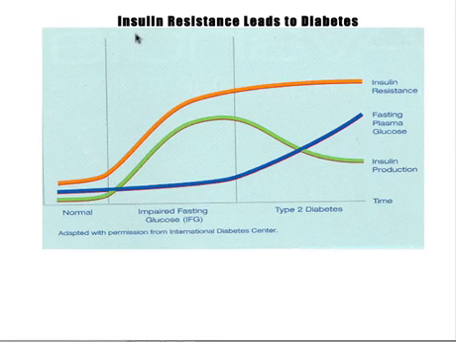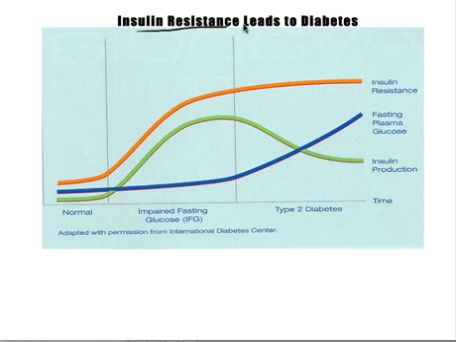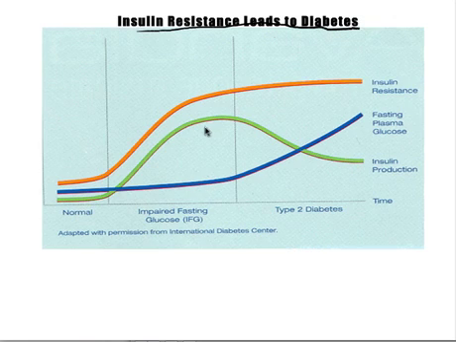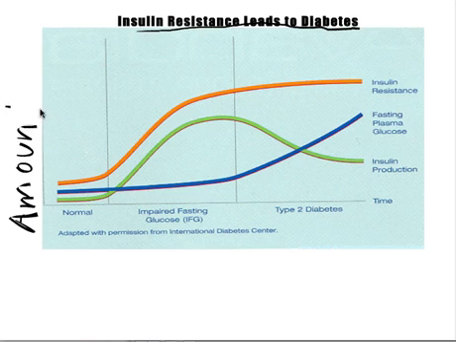We're going to go through this graph, and it's entitled Insulin Resistance Leads to Diabetes. And at the end of this movie, you're going to be able to describe this in one sentence. So let's take care of a couple of things here. On this side of the graph, the y-axis, this is the amount. And over here on the x-axis, this is time. And this time can be anywhere from years to 15 plus years.